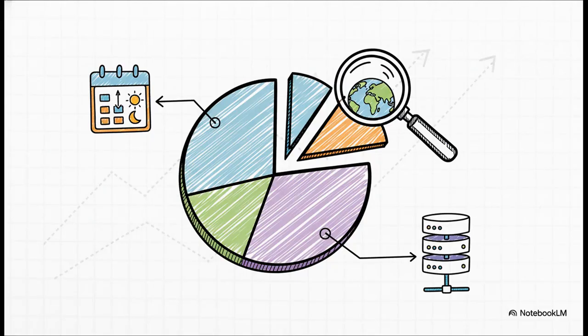Now, inside cost management is a tool called cost analysis, and this is where you get to play detective. You can slice and dice your spending data any way you want. By the month, by which data center it's in, or even down to a single specific resource. This is how you go from just seeing a total bill to really understanding the story behind your spending.